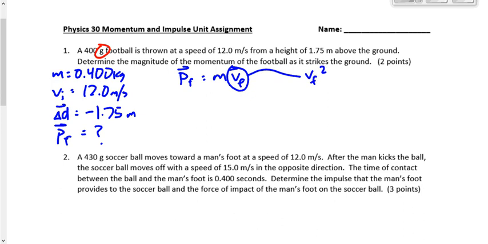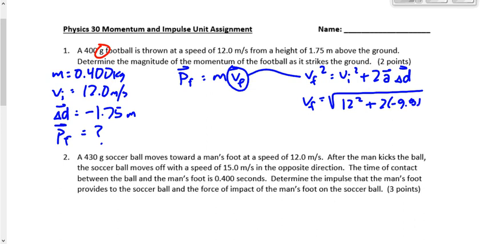So we're going to do here what most of you did on your assignment. Vf squared is equal to vi squared plus 2ad. Vf is equal to the square root of, usually vi for us is 0 in one of these questions, but remember in class when we were doing these, I warned you that there's always the possibility, including on a test, where vi is not 0, where vi is something. Make sure you include that. 12 squared plus 2 times negative 9.81 times negative 1.75.